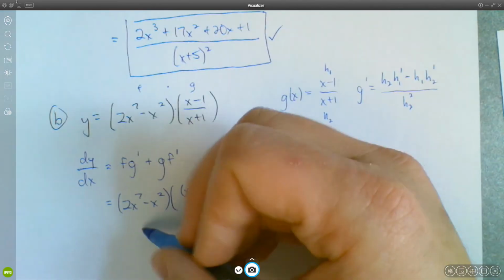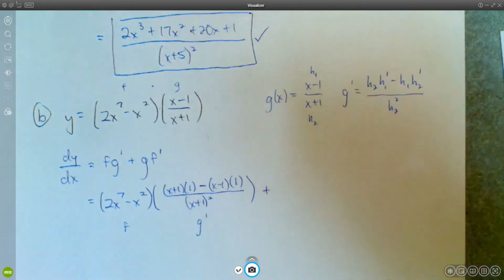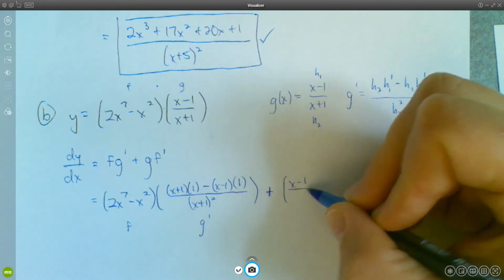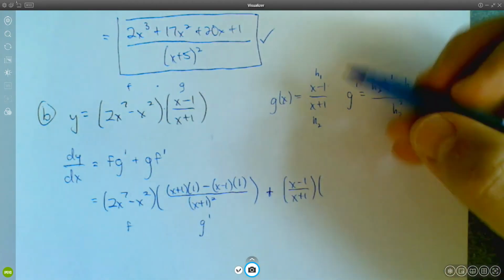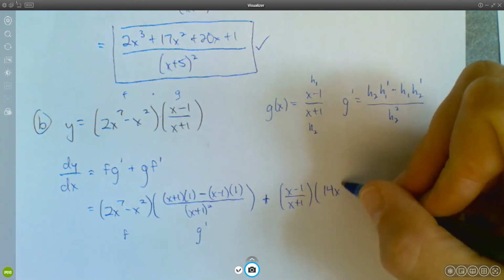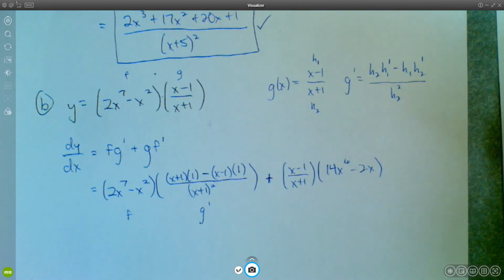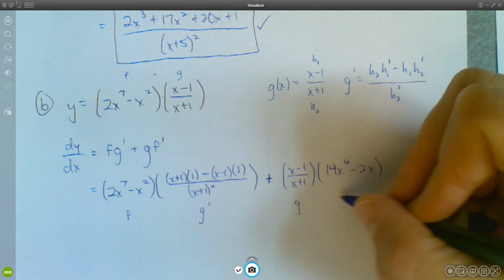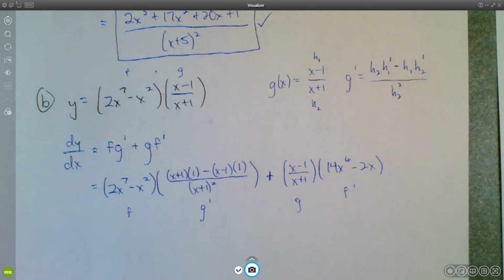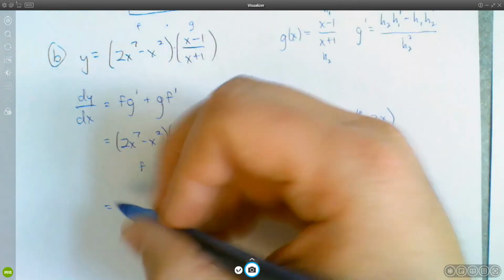Okay, so I've done f and g prime. Now I need to do g, so I'm going to say plus g times f prime. F prime is a little easier. 7 times 2 is 14, so this is 14x to the 6th minus 2x. So this is g and f prime. So that's all the calculus. Now the rest is algebra, right? Let's see if we can clean this up.